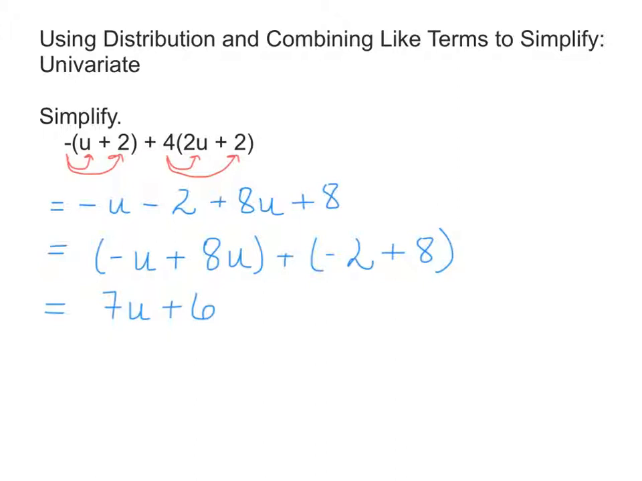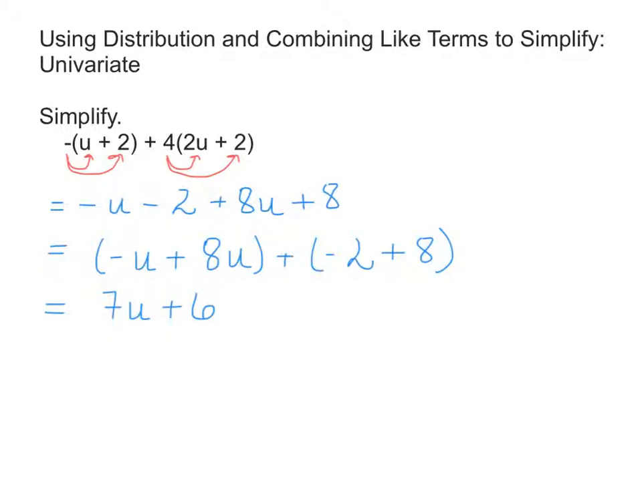So negative 1 times u is negative u. Negative 1 times positive 2 is negative 2. Positive 4 times 2u is 8u. And positive 4 times a positive 2 is plus 8. I grouped the like terms together. The terms that had variables, I grouped those together. And the terms that do not, I grouped those together as well. So negative u plus 8u, I grouped those together because they're like terms, plus the negative 2 plus 8.